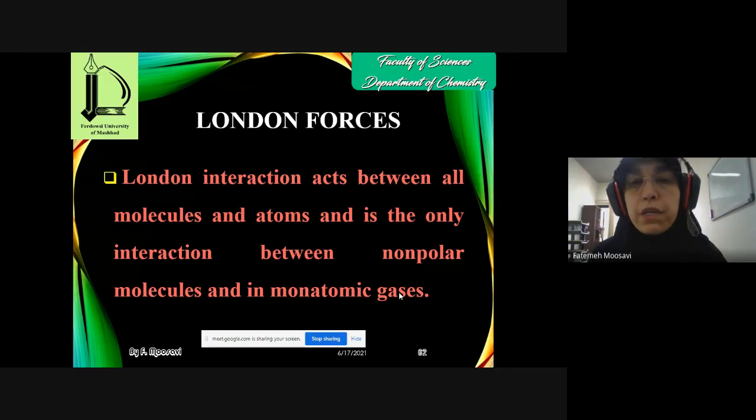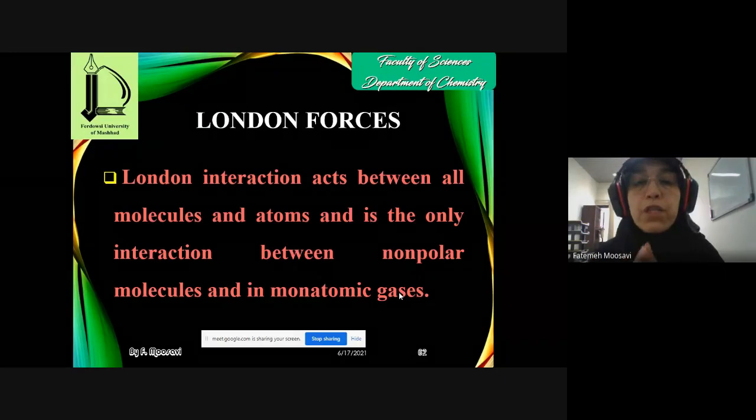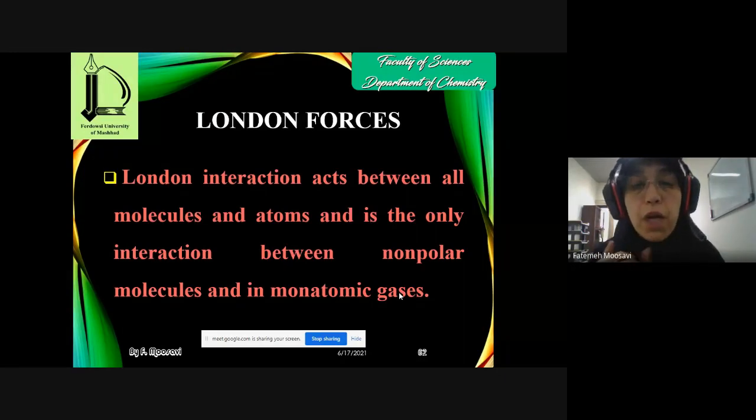London dispersion energy, or London interaction, acts between all molecules and atoms and is the only interaction between non-polar molecules and in monatomic gases. So the only type of interaction between non-polar molecules and monatomic gases is the London force. However, London forces are observed between other types of atoms or molecules.